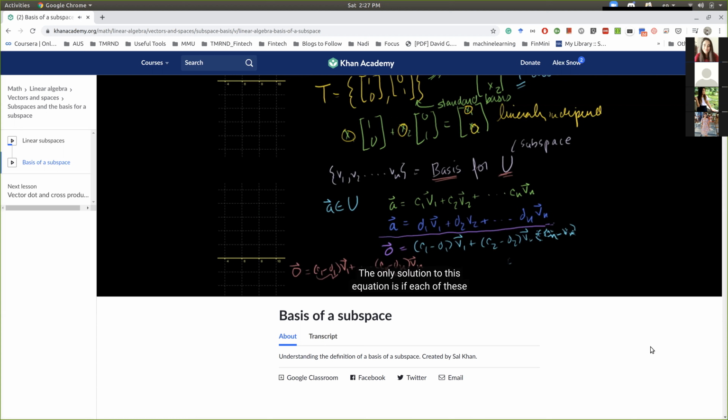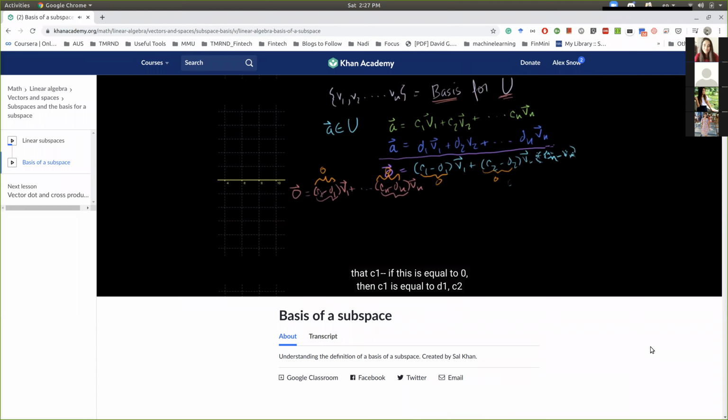So if all of those constants are equal to 0, then we know that C1 is equal to D1, C2 is equal to D2, all the way to Cn is equal to Dn. So by the fact that it's linearly independent, each of these constants has to be equal to each other. And that's our contradiction. I assumed they're different, but the linear independence forced them to be the same. So if you have a basis for some subspace, any member of that subspace can be uniquely determined by a unique combination of those vectors.